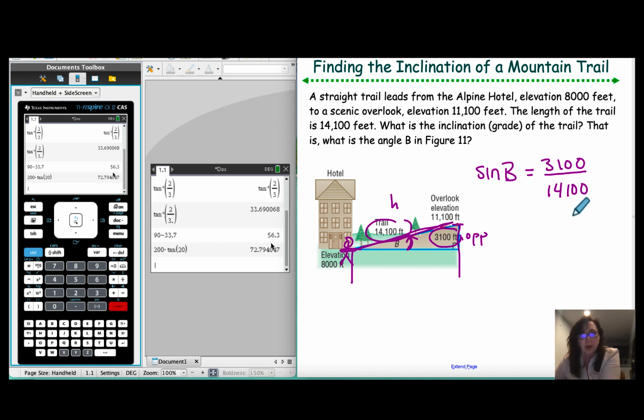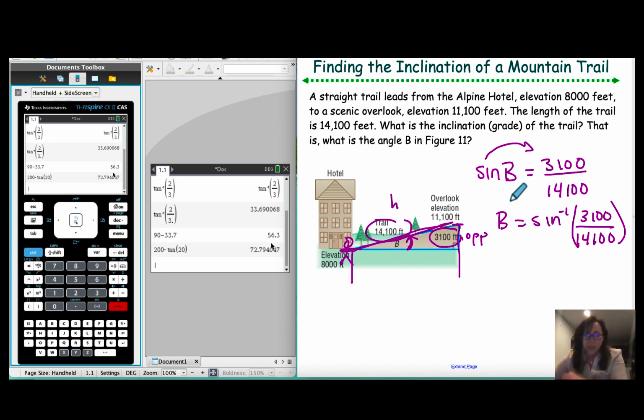So again, we're trying to find angle B. So we're going to say angle B is equal to, and we're going to take this sine and move it over to the other side. So that becomes arc sine of 3,100 over 14,100. And so I'm going to use my calculator.